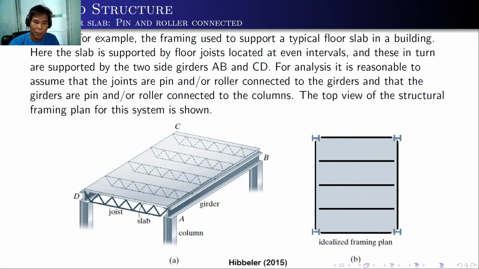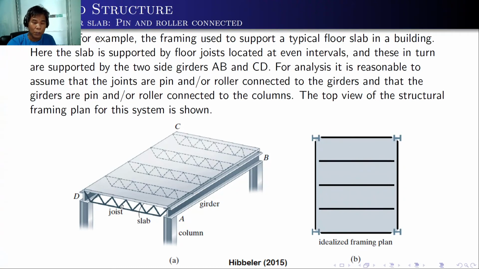How about a typical floor slab? In this diagram, we can idealize this as a pin and roller connected. We can consider this framing is used to support a typical floor slab in a building, and this slab is supported by floor joists. As you can see, the joists look like a truss. This is what we call a floor joist.